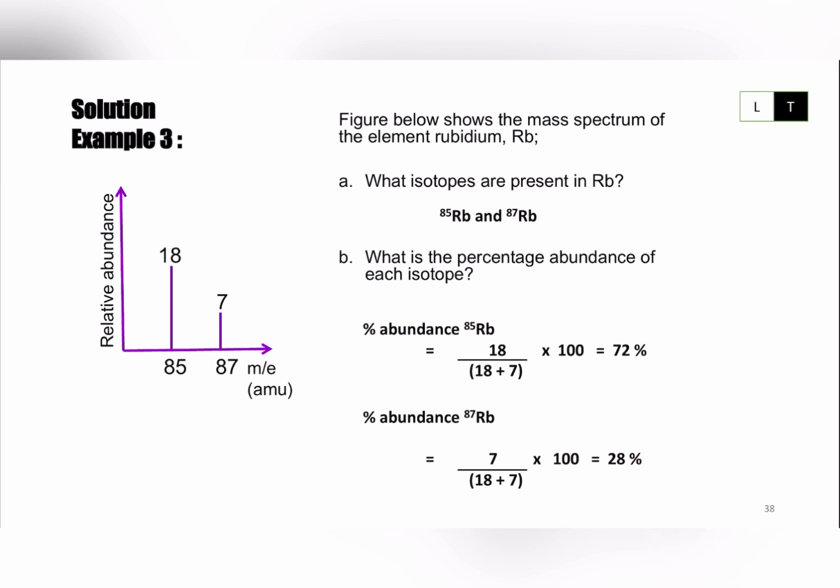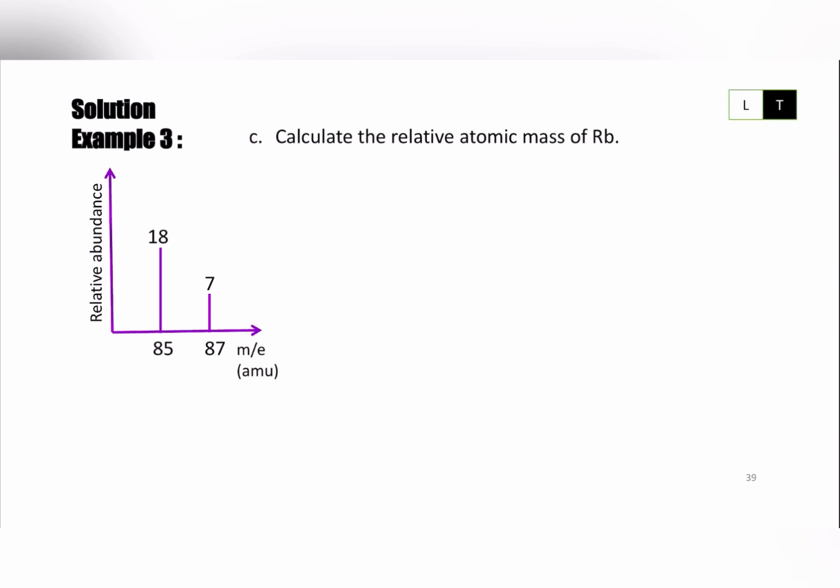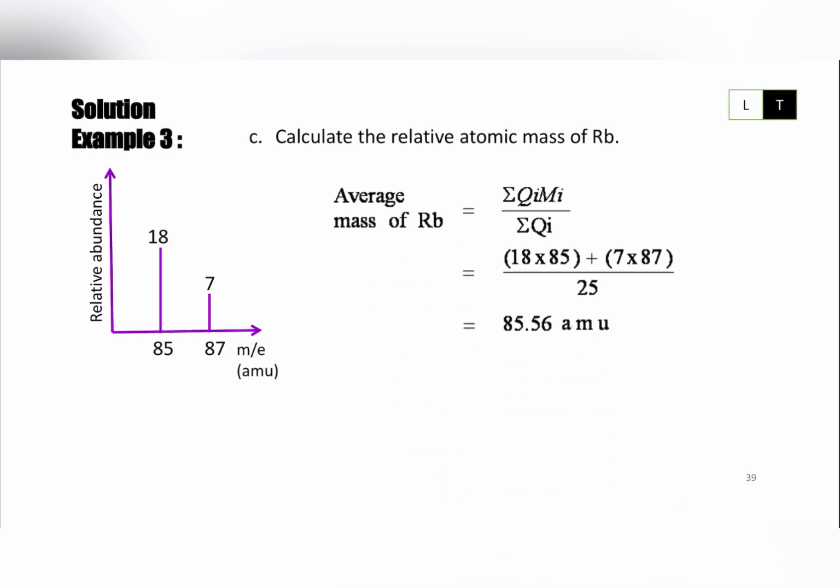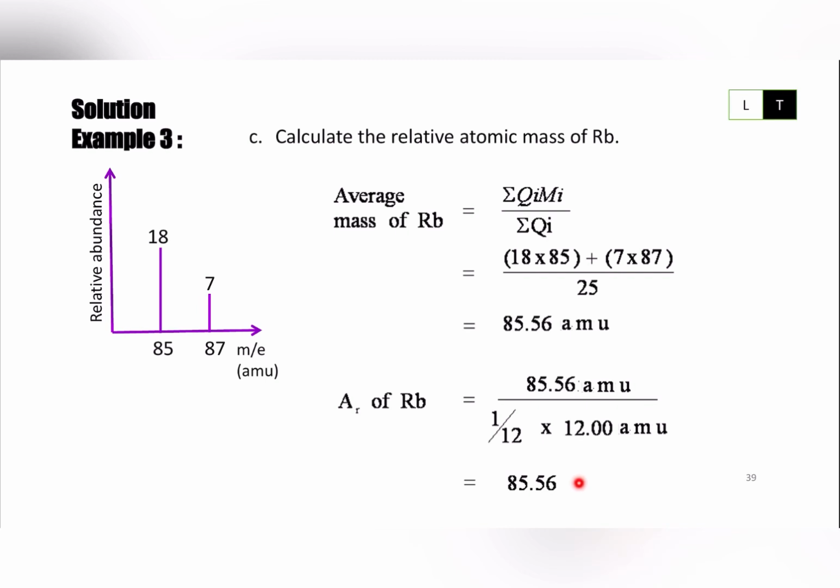Now we have question C, where you have to calculate the relative atomic mass of rubidium. How do you do this? Use the two steps that I've taught before. You have your own values, so put them in the formula, Σ(QM)/ΣQ. You will have 85.56 AMU. And next, you are going to calculate the relative atomic mass of rubidium, Ar, by comparing to 1/12 of carbon-12. You will have 85.56 without units. So this is the solution for the 3 questions of example 3.